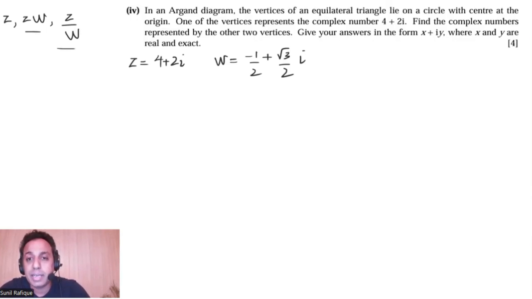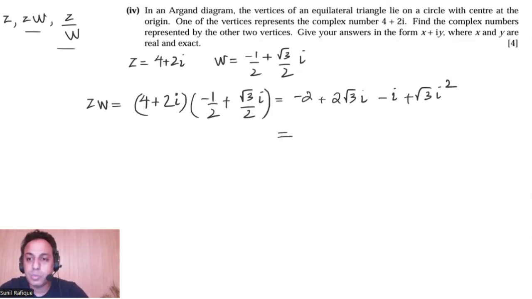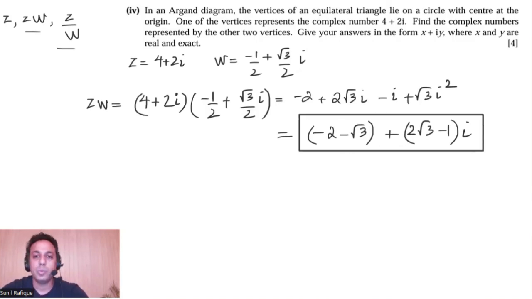But my answer needs to be exact. So let's go. zw. Let's just go over these calculations. (4 + 2i) times (-1/2 + (√3/2)i). This is going to be -2 + 2√3i - i + √3i². So i² is -1. So this is going to be -2 - √3. That's the real part, plus (2√3 - 1), and that's the imaginary part. Let's box this one. This is one of the answers.